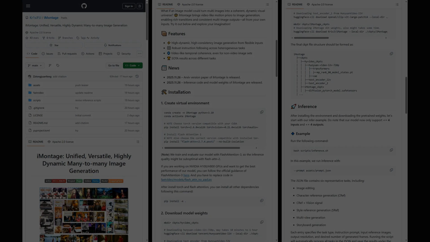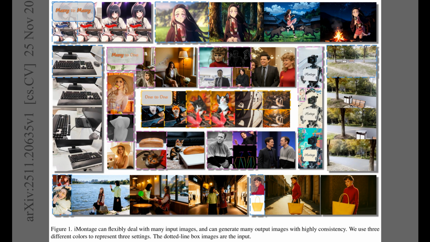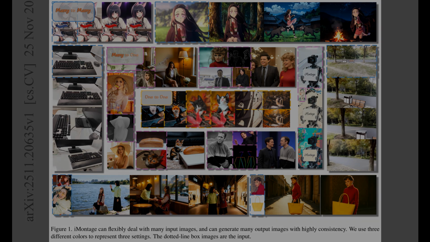Figure 1 gives a visual tour of what iMontage can do, showing that the same model handles many-to-many, many-to-one, and one-to-one image generation. Many-to-many means several input images produce a whole sequence of related outputs, like storyboards. Many-to-one means multiple references fuse into a single stylized subject. One-to-one covers classic image editing, where a single input becomes a single but transformed output. The dotted line boxes mark which images serve as inputs in each collage.